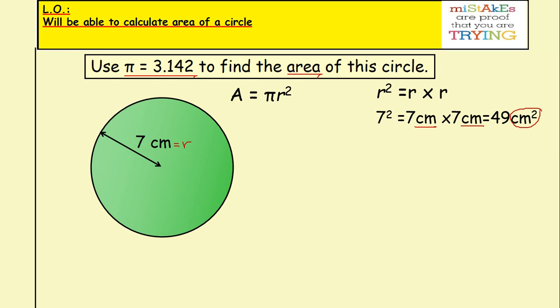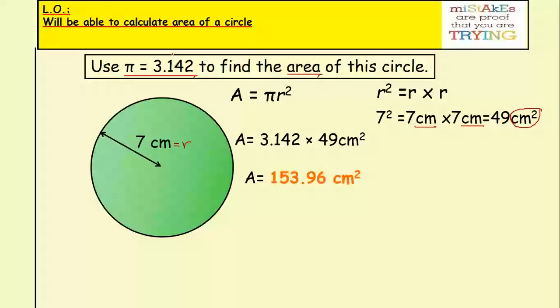Okay, now we can use this information and this given information here to substitute into our formula. So area equals 3.142 times 49 centimeters squared. Of course, feel free to use a calculator, and the answer is going to be 153.96 centimeters squared.